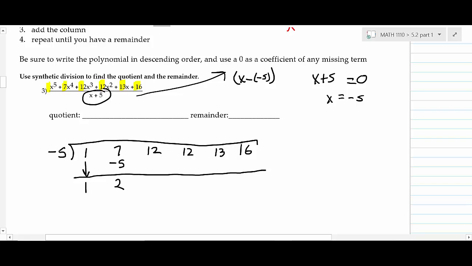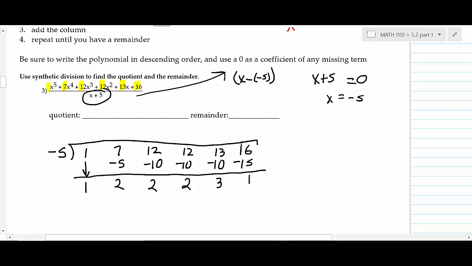Okay? Now we go back and we do this over again. Multiply. -5 times 2 is -10. And then you always add the column. So 12 added to -10 is 2. Okay? Now just repeat yourself. 2 times -5 is -10. Add the column. That's 2. Multiply. 2 times -5, -10. Add the column. That's 3. 3 times -5 is -15. Add the column, you get a 1.